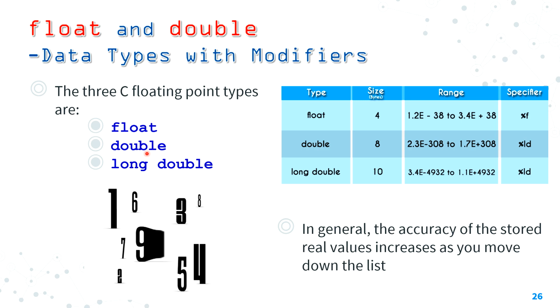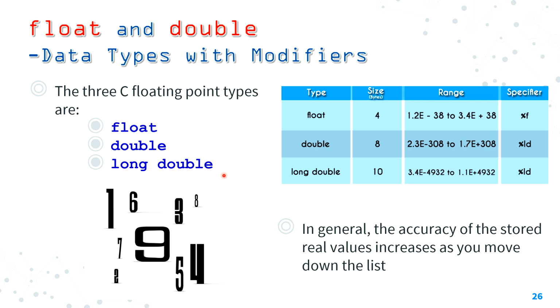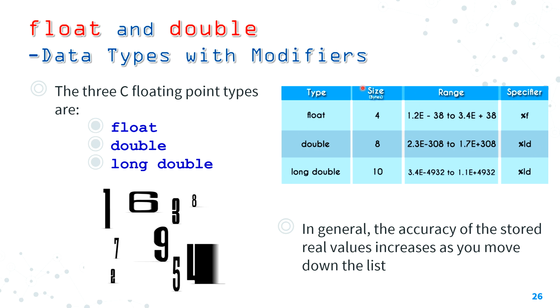So as we move from float to double to long double, the accuracy increases, but more memory is used. The key idea is simple. Choose the data type based on how much precision your program really needs. The following table provides complete details about floating point data types.